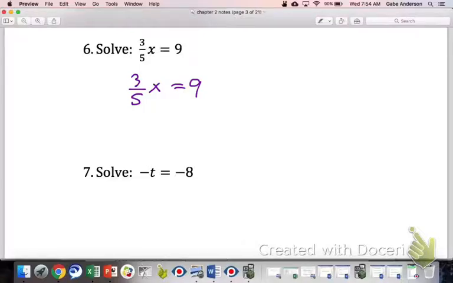Or what we refer to loosely as the reciprocal property. Let me see if we can fill in the blank. Any number times its reciprocal is 1. And so you could have looked at it and said, you know what, I want to get rid of that 3/5. Why don't I just multiply both sides by 5/3?